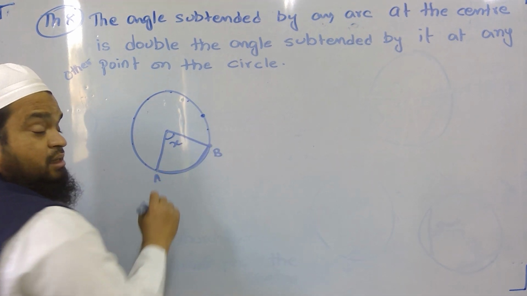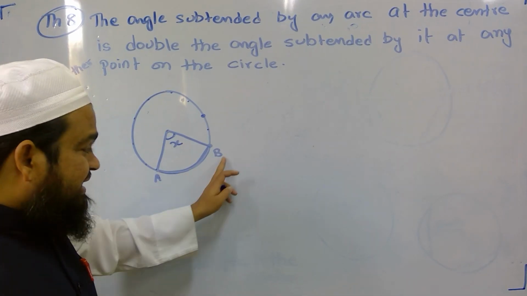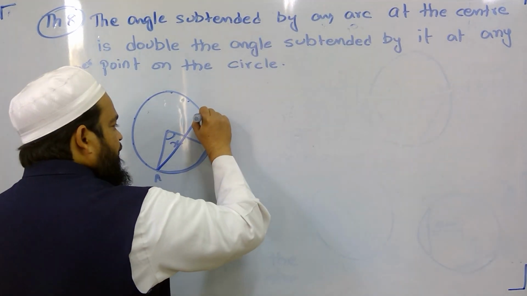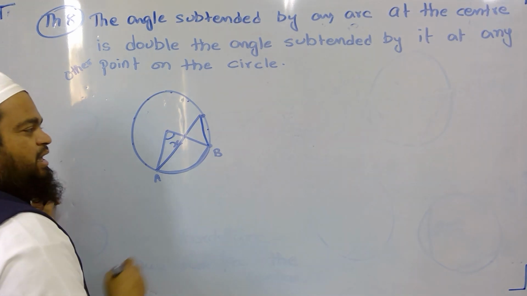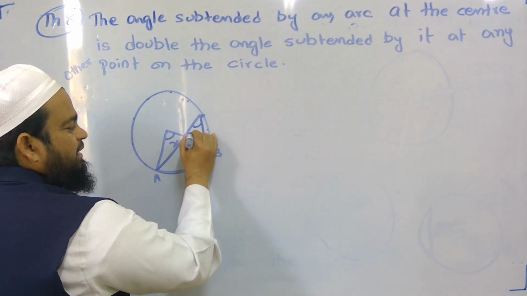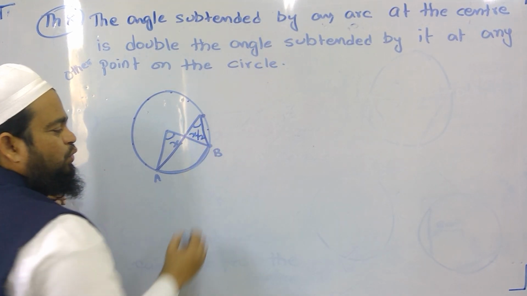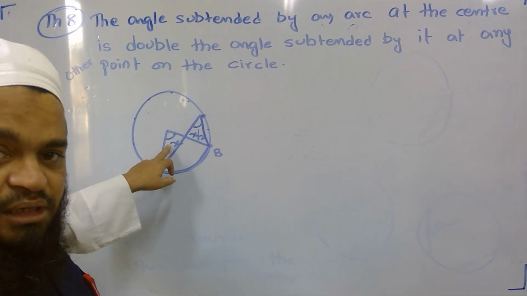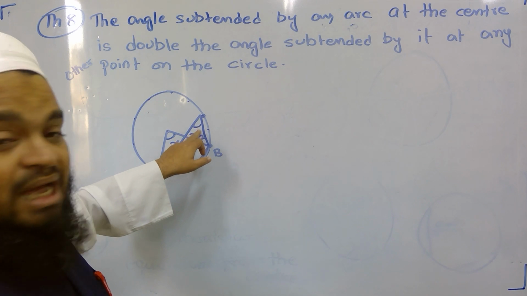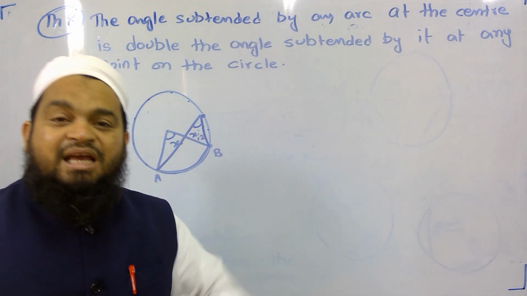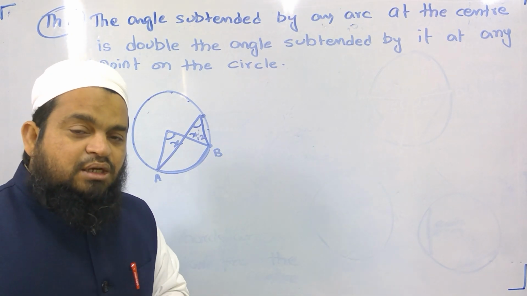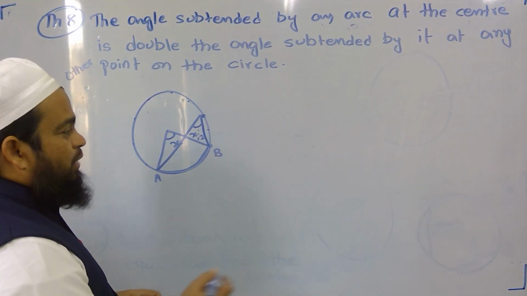Let me take this point. The angle subtended by the same arc AB at this point will be x by 2. That means the angle subtended at the center is double the angle subtended at any other point on the remaining part of the circle. Understood, my dear students? Let me explain one more.